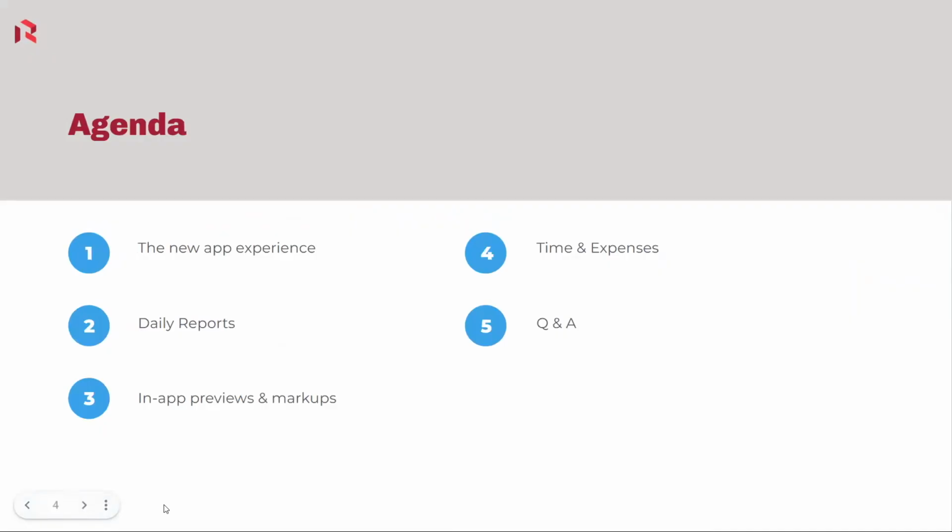Our agenda today, we're going to go over the new app experience in general, give you a little idea of what we're trying to do here and what we're changing. And then we'll go into how some key features have changed. We'll talk about daily reports, in-app previews and markups, as well as time and expense features. And then we'll, of course, save some time at the end for Q&A.